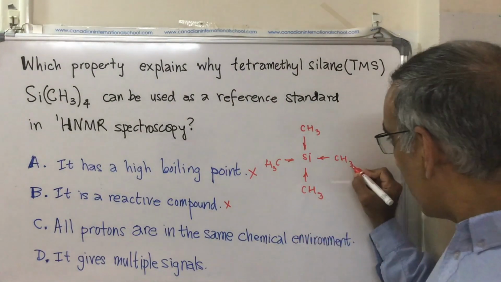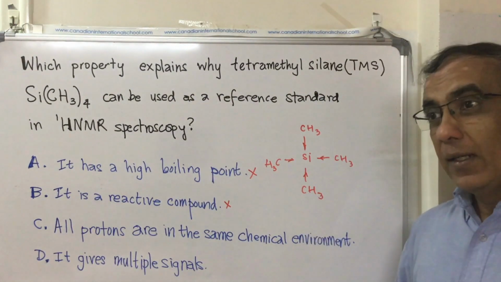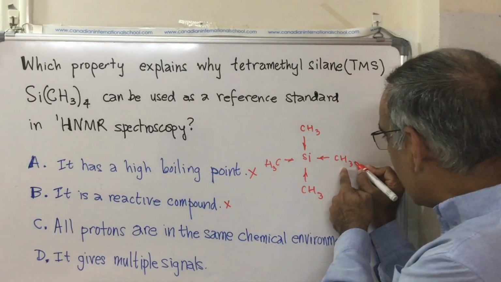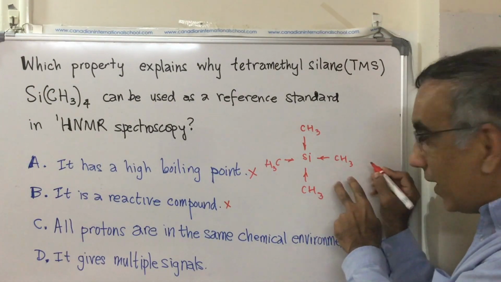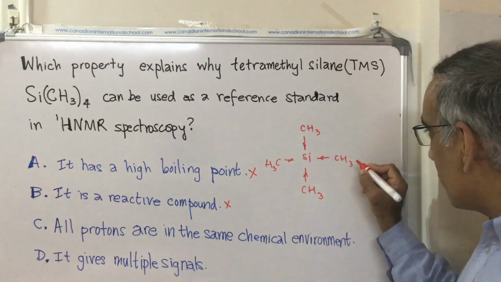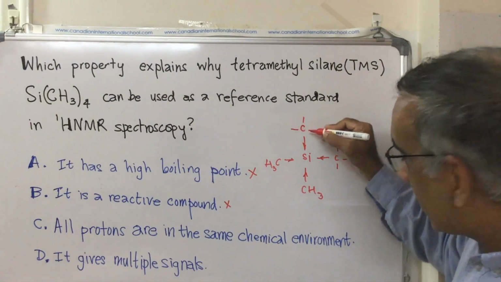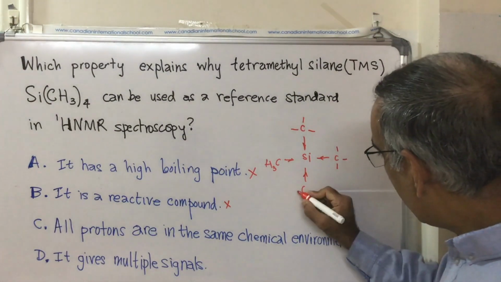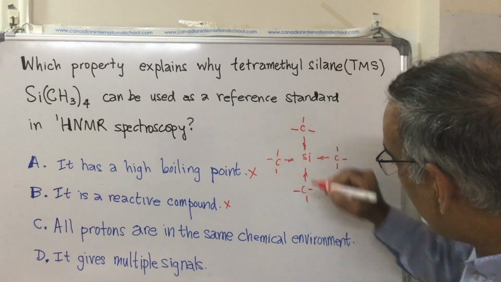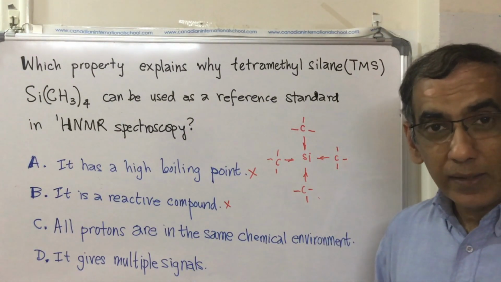And all of the protons, all of the hydrogens, are in the same chemical environment. Now, what does that mean? That means that each hydrogen is in a place where the atoms around it influence it the same. So this carbon with its 3 hydrogens here, and this carbon with its 3 hydrogens, and this one, and this one, for all of them, the hydrogens are in identical chemical environments.